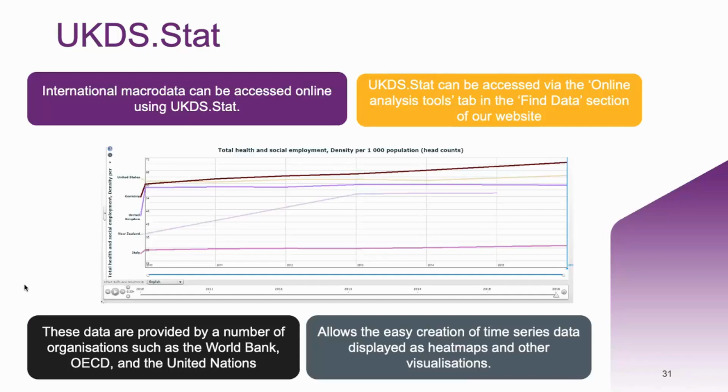We also have UKDS.Stat. So if you're looking to use international macro data, this may be the tool for you. These data are provided by a number of organisations such as the World Bank and the United Nations. And again, UKDS.Stat can be accessed online via the online analysis tool in the Find Data section of our website. And this allows the easy creation of time series data displayed as heat maps and other visualizations.